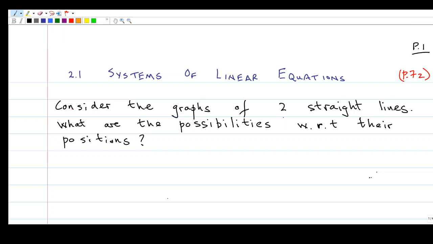Looking at lecture 4, Systems of Linear Equations. You'll find this on page 72. Consider the graphs of two straight lines. What are the possibilities with respect to their positions?